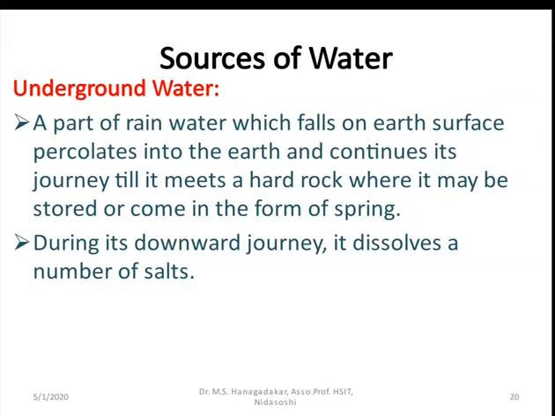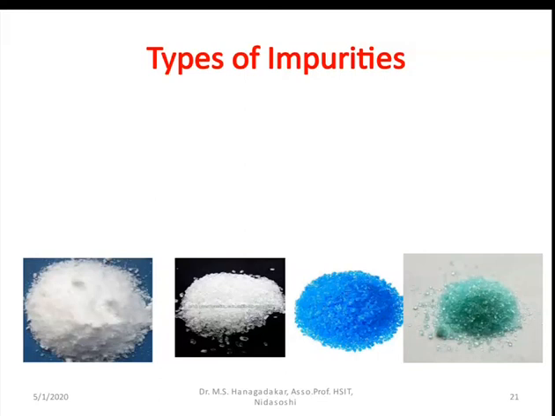Now, how is underground water formed? A part of the rainwater which falls on the earth's surface percolates into the earth and continues its journey till it meets hard rock, where it may be stored or come out in the form of a spring. During its downward journey, it dissolves a number of salts, minerals, etc. Hence, the impurities are more in underground water.